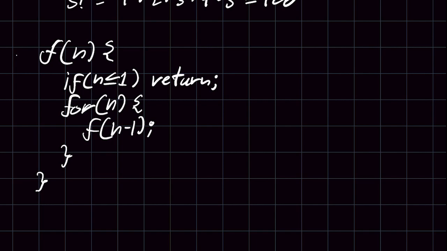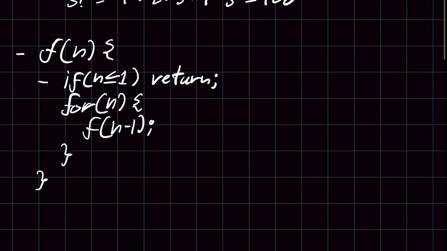But to break it down simply, we have the function, and we have the base case, and then we have a for loop that is going to run n times. So right now we have O of n time complexity. And in this for loop, it is going to call itself with n minus 1. Okay? And this is where recursion gets a little bit complicated.